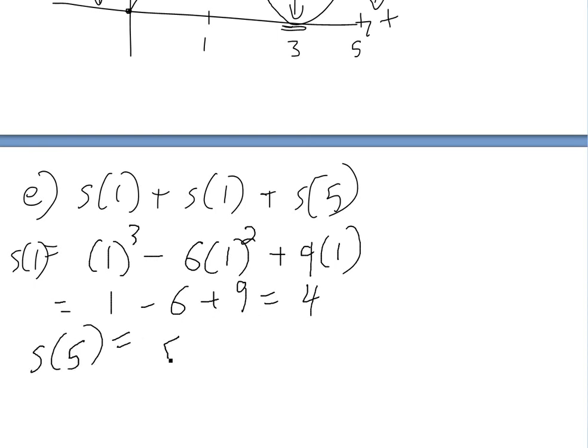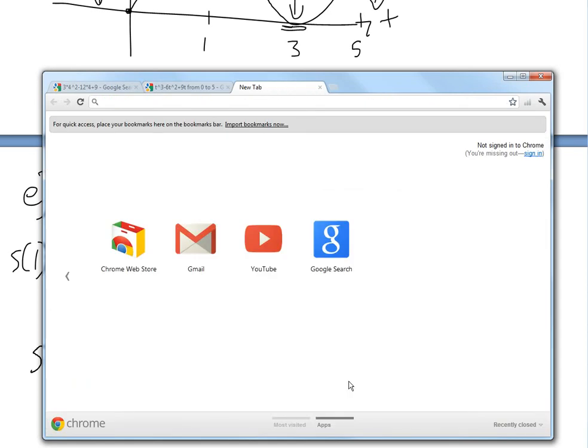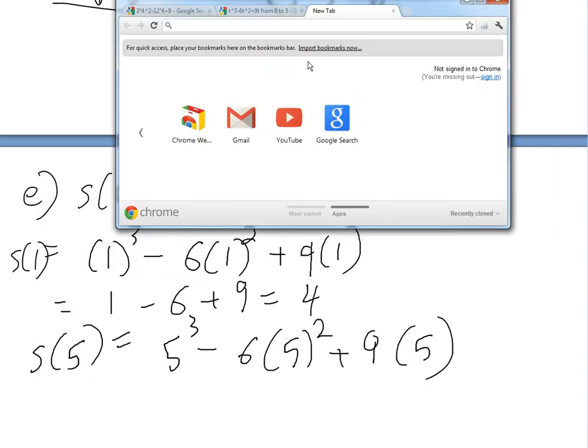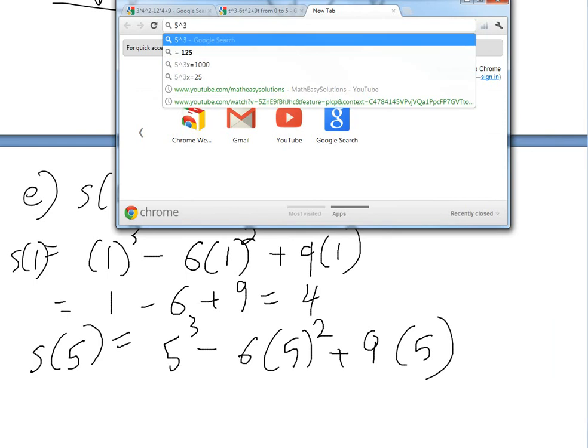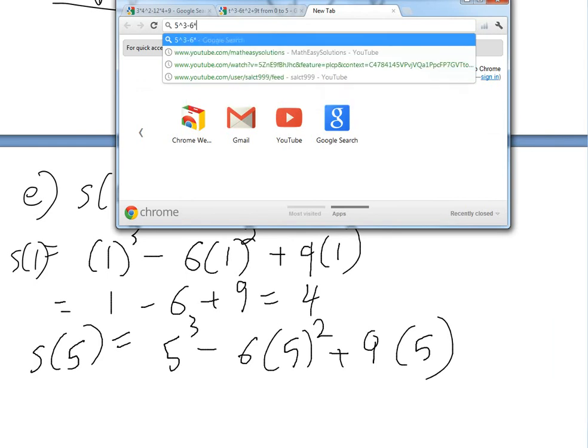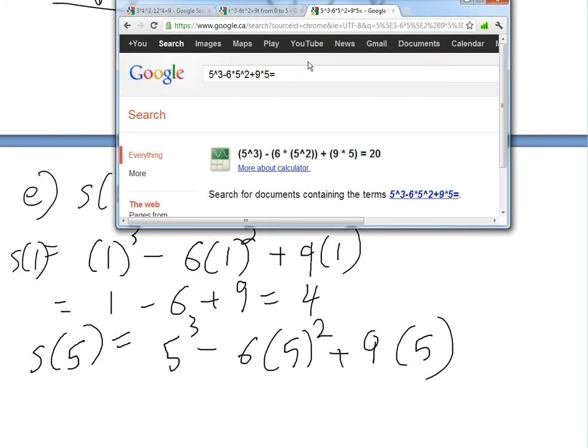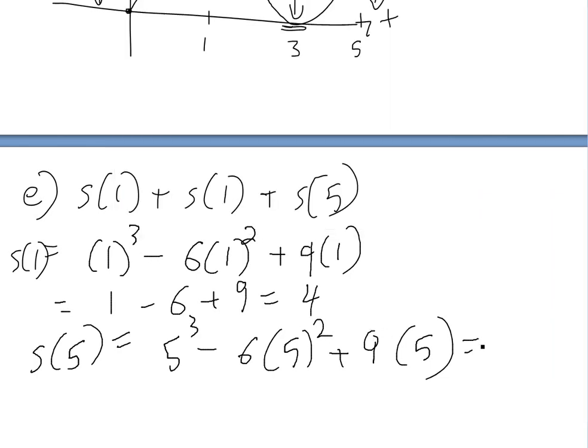So then s of 5, what is that equal to? This is equal to 5 cubed minus 6 times 5 squared plus 9 times 5. Put this in the calculator. Notice that I don't like calculating things manually. So we just solve this one. 5 cubed minus 6 times 5 squared plus 9 times 5 is equal to 20. So this is equal to 20 meters.